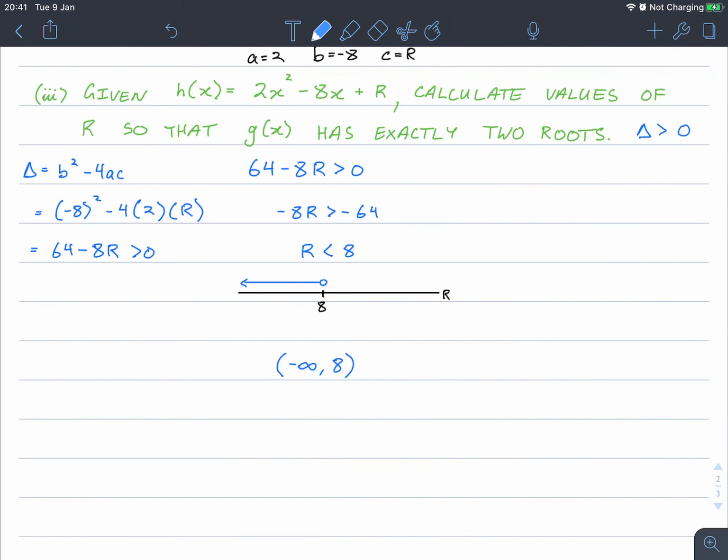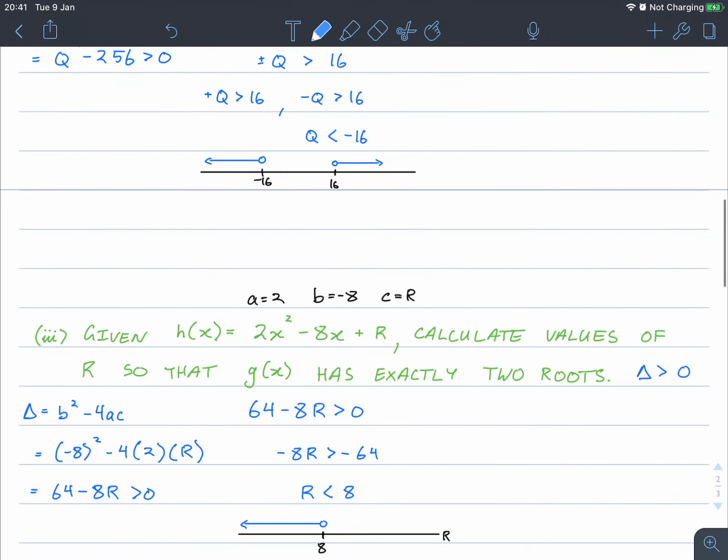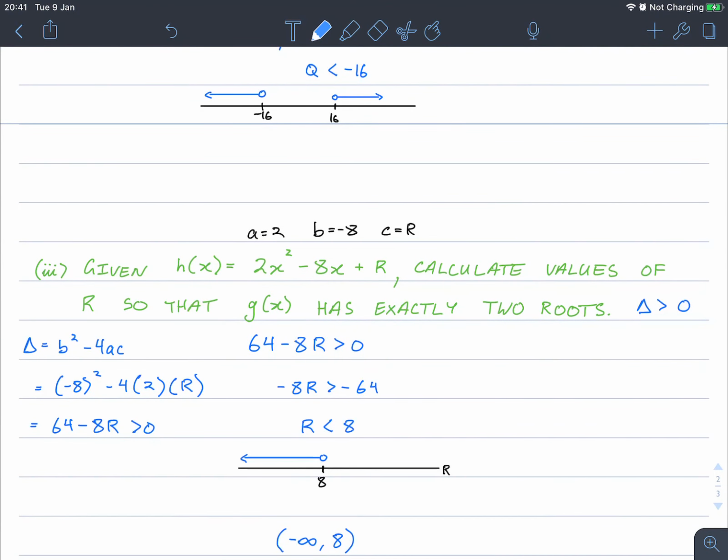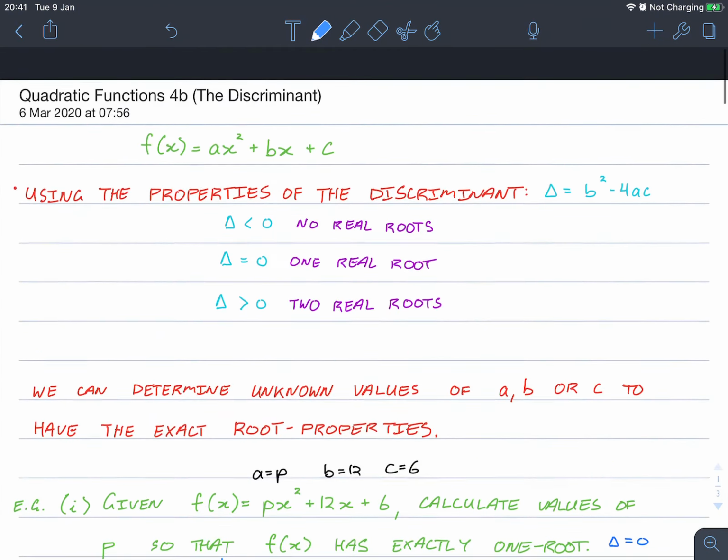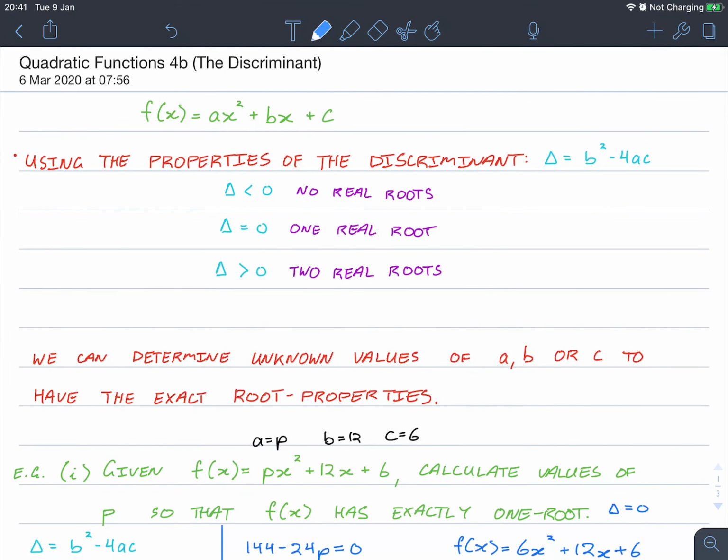So I hope that gave you an insight into the discriminant and further uses that we might have for the discriminant in quadratic functions.